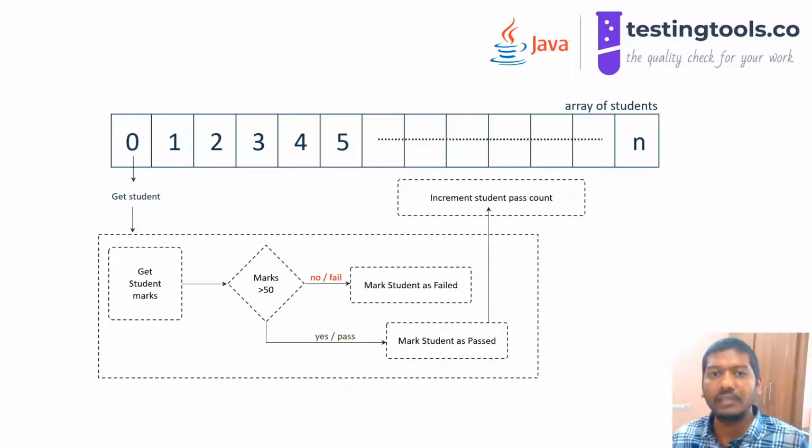Whenever a student has passed, we will increment the number of students passed in that class or for that exam, right? We will see that. I will be explaining this iteration over the number of students using an array of students, right? That is why we said before starting this session, you should be aware of how arrays work, and that is covered in the previous session.